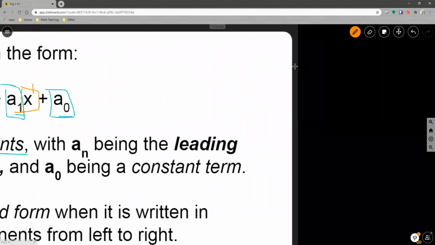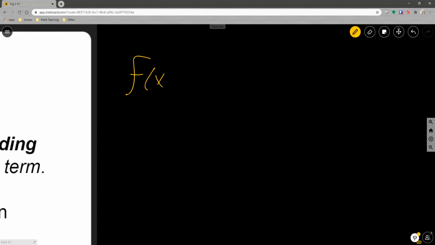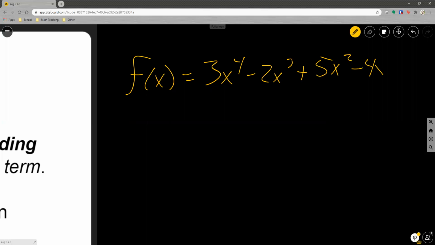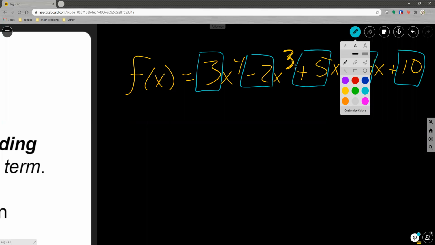So if I were to write a polynomial, 3x to the fourth minus 2x to the third plus 5x squared minus 4x plus 10, I could break this up into all my coefficients and then also all my variables.